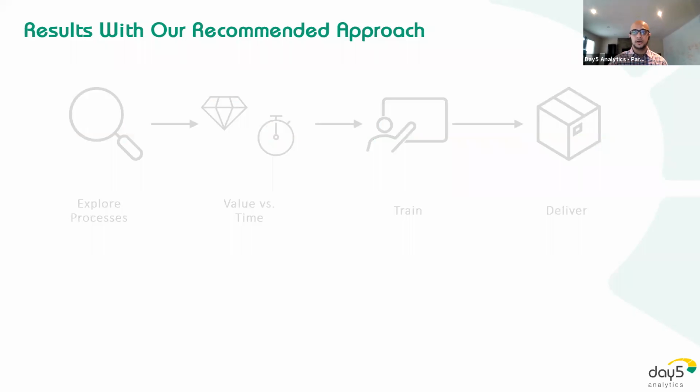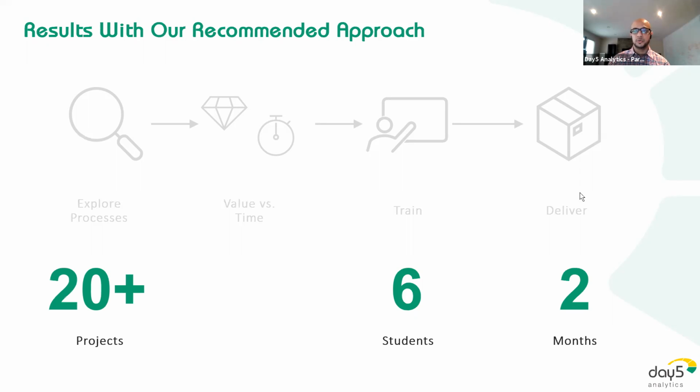One of our clients went through this process with us just a couple of months ago. We trained 6 students in a training course. They were given tasks to deliver some automation projects in 2 months. In 2 months, they delivered 20 plus projects, which is enormous. They almost did 3.5 or 4 projects each, roughly. And they saved 6 months of time.